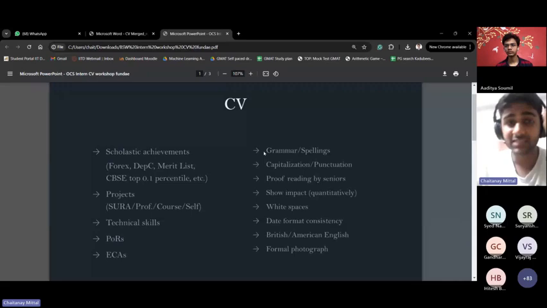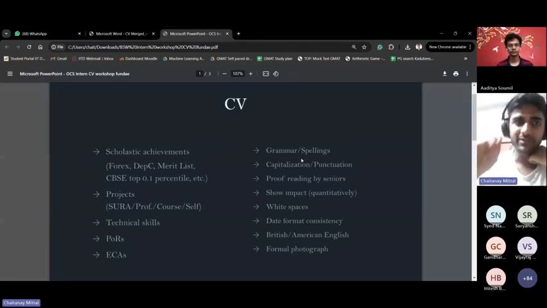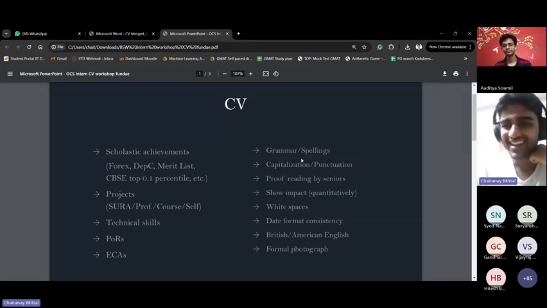You have to please ensure that your grammar and spelling are correct throughout your CV. Just make sure, give out your CV to 4 to 5 seniors, 4 to 5 friends. Go through that again and again. This is very important. Even if the recruiter sees one spelling mistake or one grammatical mistake, you're out of the ballgame, right? Then comes capitalization and punctuation.